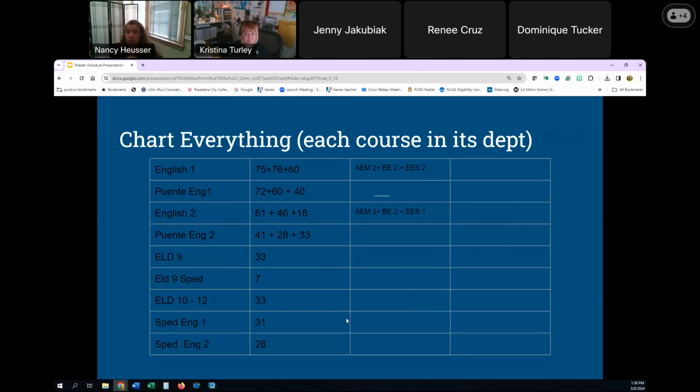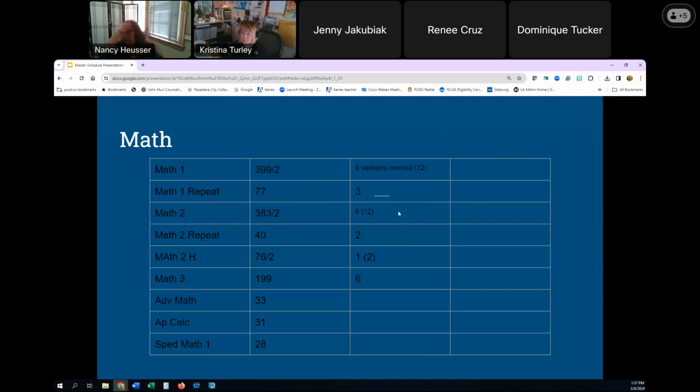But for us, we have 3 different academies. So it's 75 in AEM, 76 in Business Academy, and 60 in ESA, which is our Engineering Academy. So I like to chart it all. I like to figure out how many and then figure out what does that mean in courses or in sections. So here I'm going to need 2 in the Arts Academy, 2 in the Business Academy, 2 in the ESA Academy.